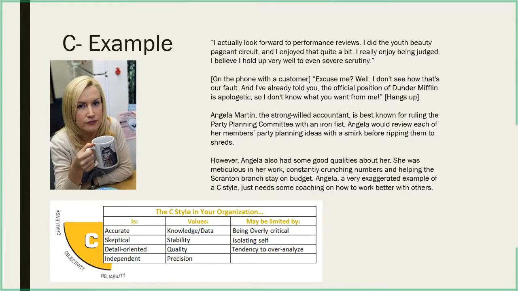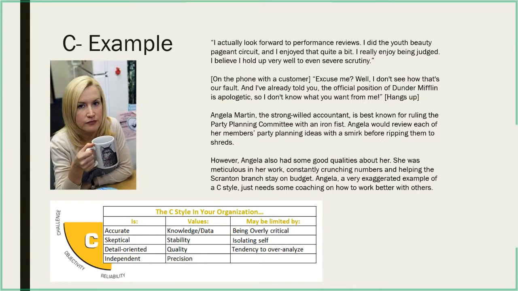So instead of just saying, I'm sorry, she just says, the official position of Dunder Mifflin is apologetic. So you can see that she's a little bit more task-oriented than people-oriented. A people person would not have said that. A people person would have said, I am so sorry. I apologize for that. So you can see where her C side comes out. So again, she's very accurate.